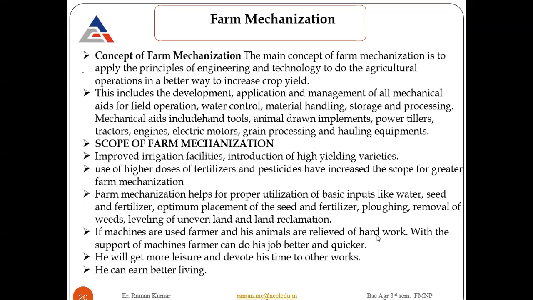If a machine is used in place of your animal or your manpower, then with the support of the machine, the farmer can do his job better and quicker. So if the farmer replaces the bullock with a tractor, everybody knows the farmer can do his job quicker and with a better method. Okay, he will get more leisure and devote his time to other work.